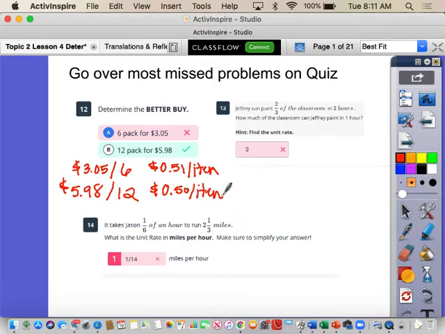So that makes our 12-pack a better deal. It's 1 cent cheaper per item in the pack. So that's why we should have chosen B for that one.